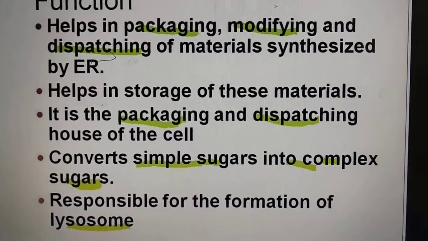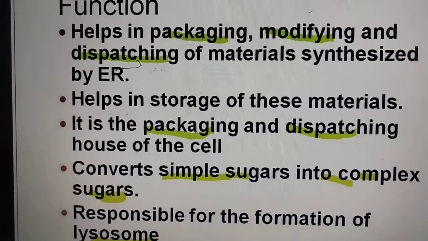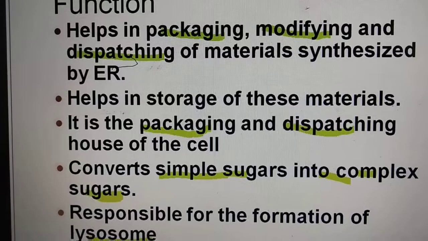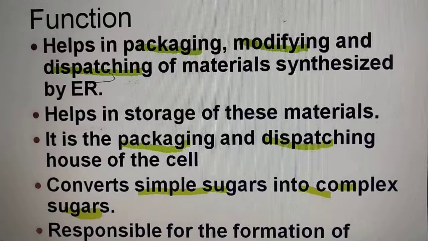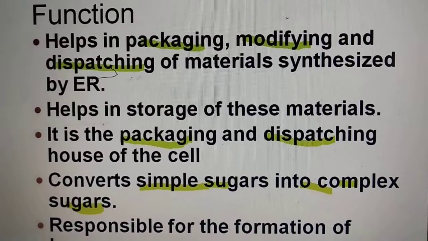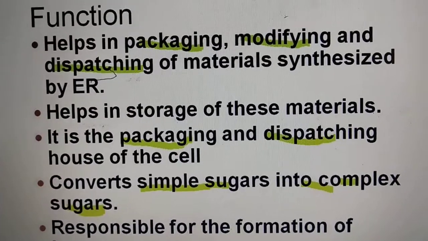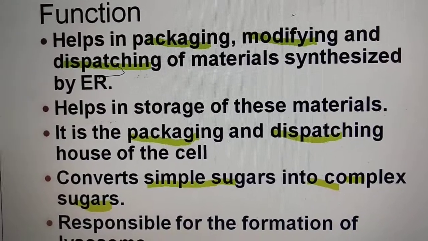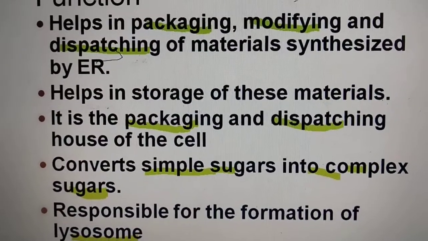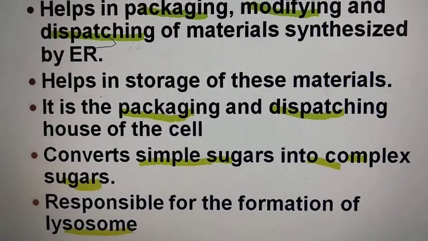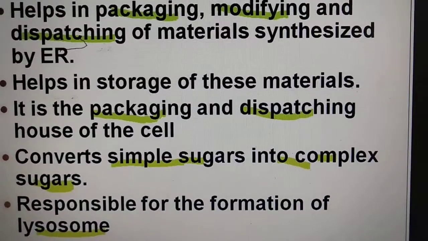Now the function. What is the function of the Golgi apparatus? It helps in packaging whatever materials are formed in the ER. It helps in packaging that material, modifying it if changes are required, and then dispatching this material synthesized by the ER. They also help in the storage of these materials, and that's why they are called the packaging and dispatching house of the cell. Other functions are that they convert simple sugar into complex sugar, and they are also responsible for the formation of lysosomes.